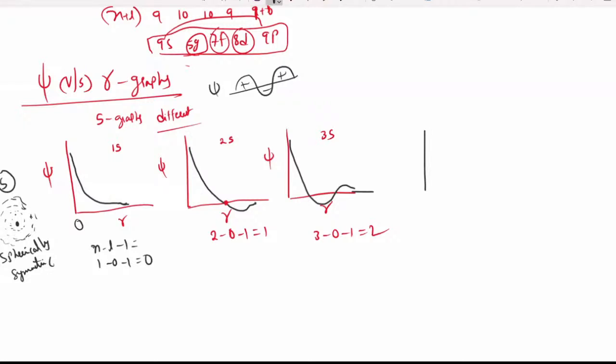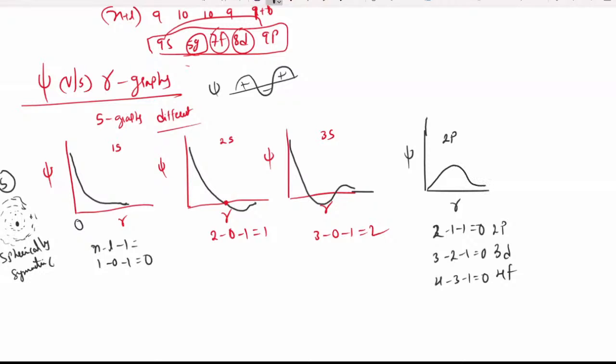Sir, if you draw the graph of psi versus r for the 2p orbital: 2 minus 1 minus 1, 0 nodes. For the 3d orbital, d starts from 3d: 3 minus 2 minus 1, 0. For the 4f orbital, 4 minus 3 minus 1, 0. That means all of them have 0 nodes, and they start from 0 onwards.